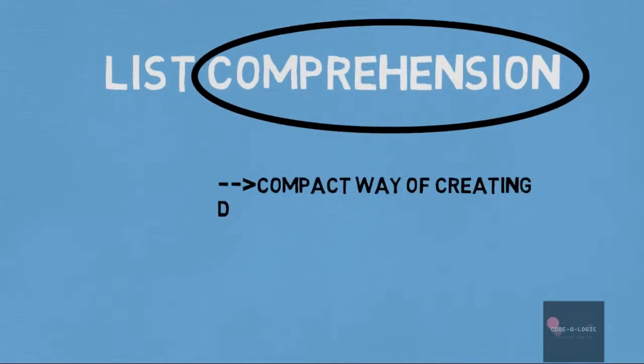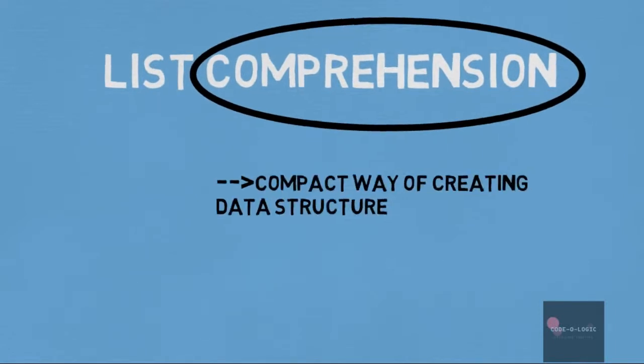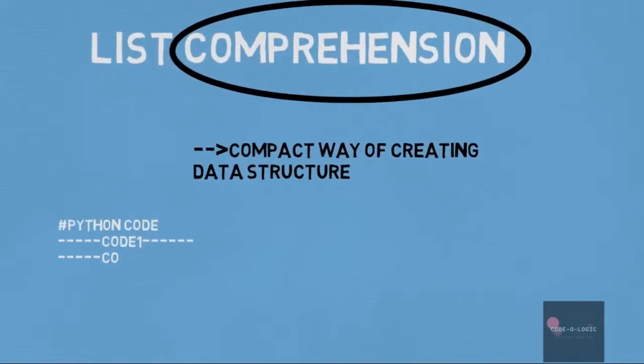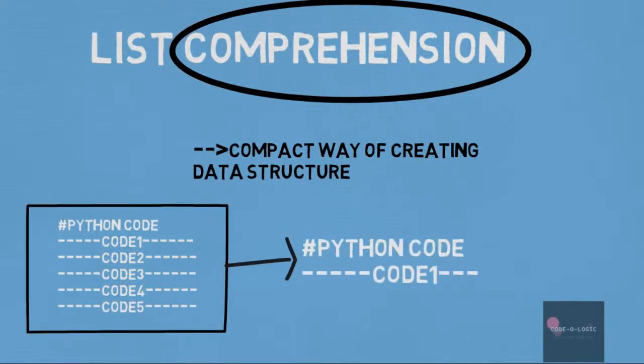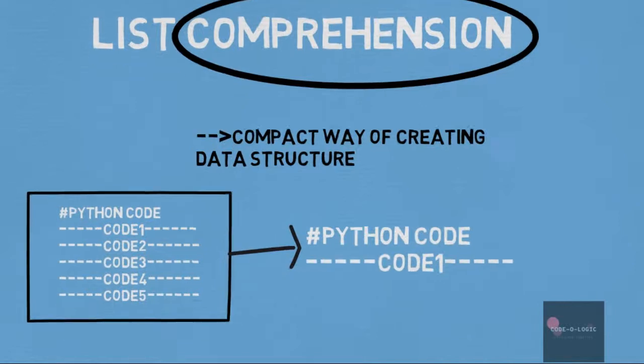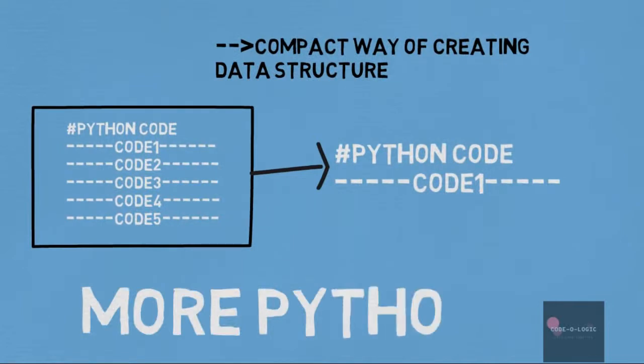Comprehension means a compact way of creating data structures. Instead of writing 4 or 5 lines of Python code, comprehension allows us to write a single line of Python code which is equivalent to those 4 or 5 lines. Well, now you understand what is meant by comprehension. It makes the code more Pythonic and is literally a style that developers or pro coders use in their applications.